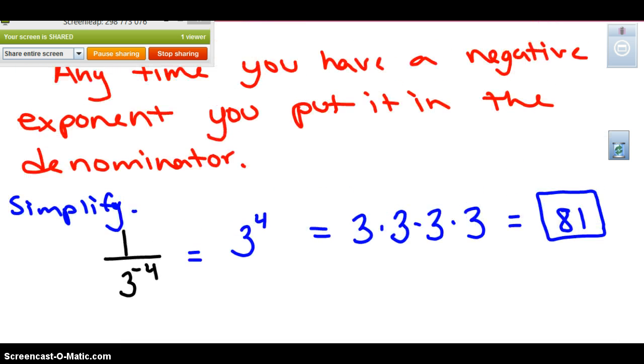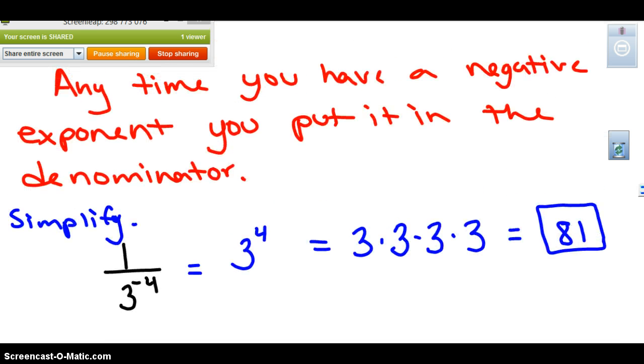So now, anytime you have a negative exponent, you put it in the denominator. That's if the negative exponent is in the numerator. But when the negative exponent is in the denominator, what did we have to do? We had to make it positive by doing the opposite thing. Instead of putting it in the denominator, we put it in the numerator.